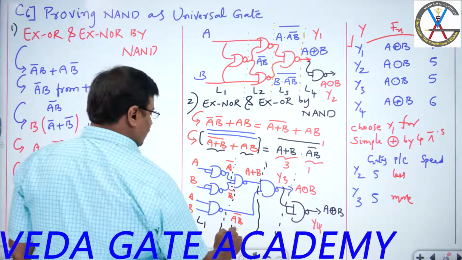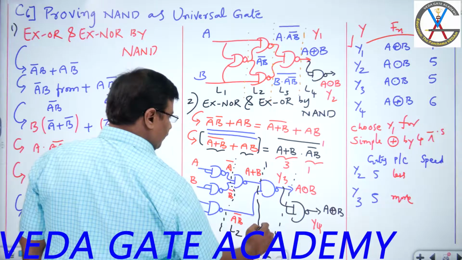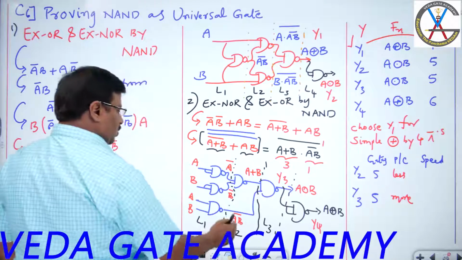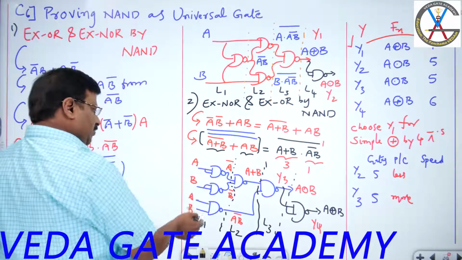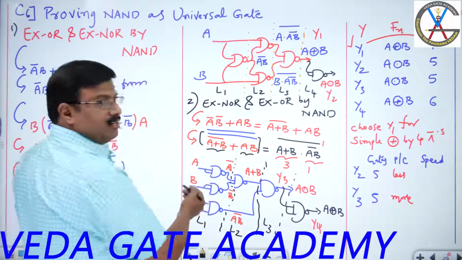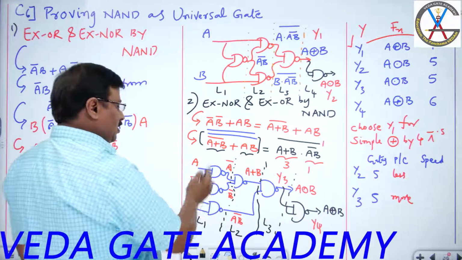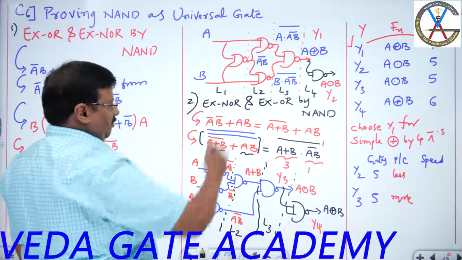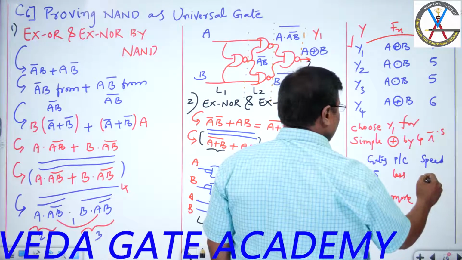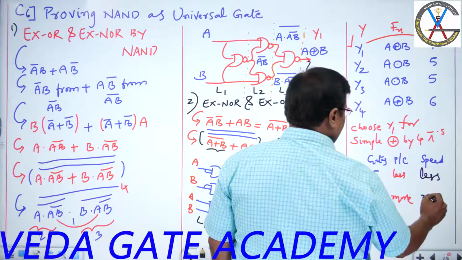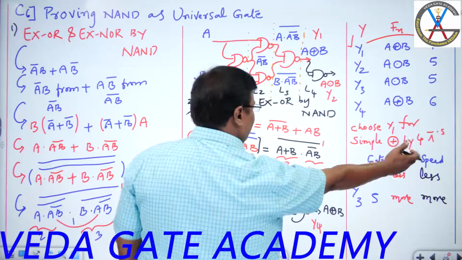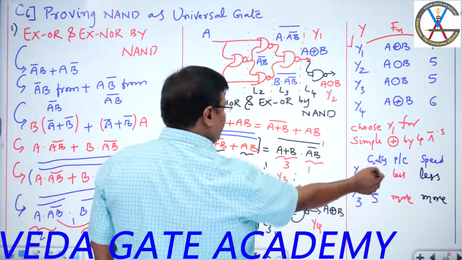Next, here observe. L1, L2, L3. For Y2, 1, 2, 3, 4 levels, 4 gate delay. For Y3, 1, 2, 3 levels, only 3 gate delay. Even if 5 gates are involved here, these 3 will be working at a time. Try to observe, all these 3 are working at a time. So 3 levels versus 4 levels. If it is 4 levels, the speed is lesser. Only 3 levels, the speed is more. So if you want a faster operation, Y3, and if you want less power operation, Y2.